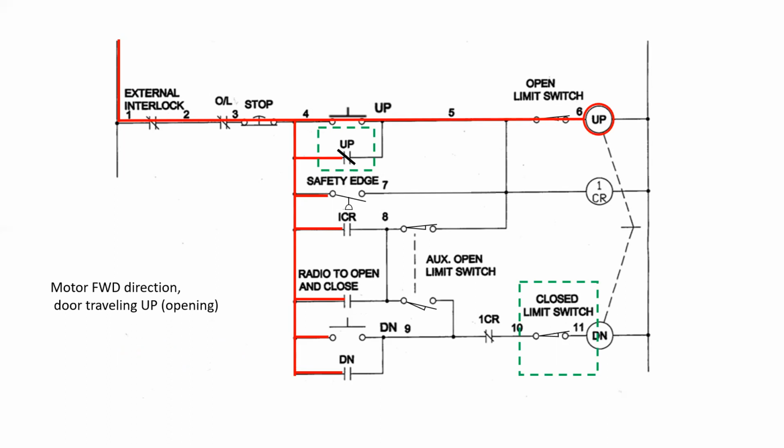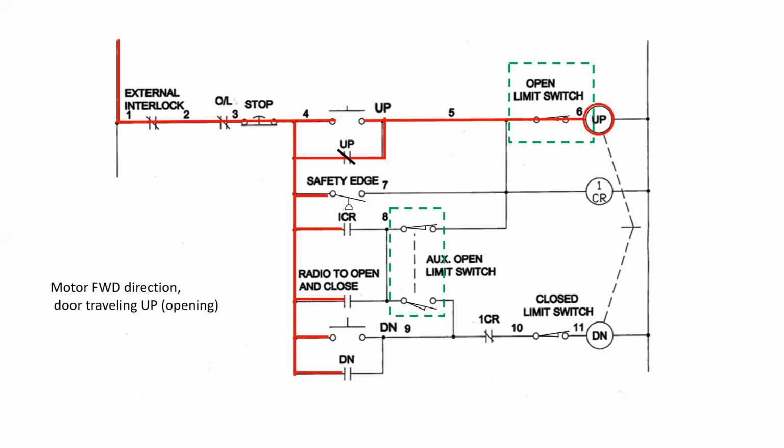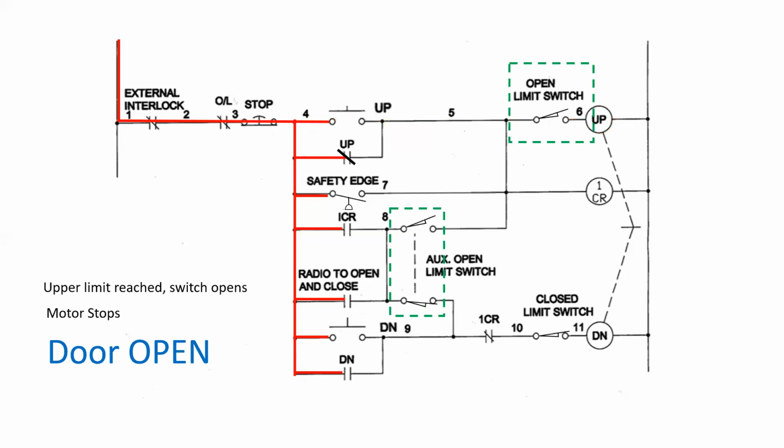Now at the top, we still have a closed contact. It's the holding contact for the up circuit. I can then release the push button and the motor will continue to run until we reach the open limit or the fully open position, at which time you'll notice all of these limits will move at the same time.